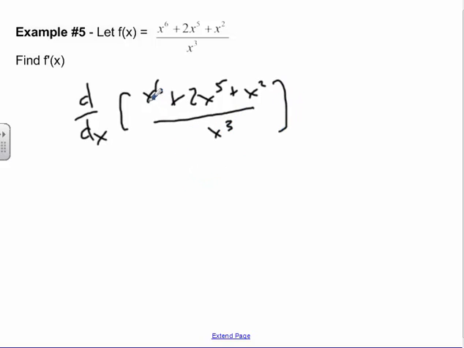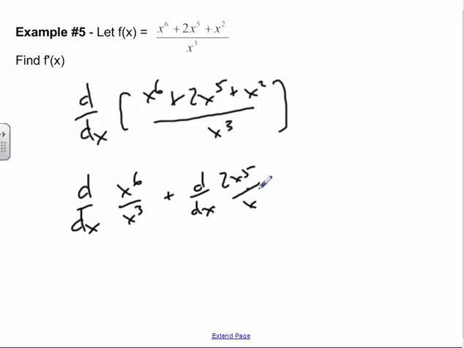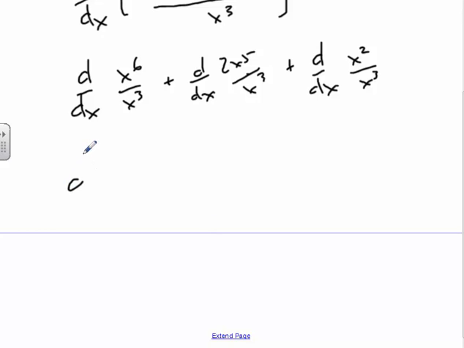Well, here's the problem: I really can't work with this in this order. But what if I change it up here? What if I do the derivative of x to the 6 over x to the 3? Keep in mind, this x to the 3 applies to all three terms, right? And then I do the derivative of 2x to the 5 over x to the 3. And then I do the derivative of x squared over x to the 3, right? Now, I'm not really in a place yet where I'm quite ready to apply my power rule. But x to the 6 over x to the 3 is x squared.